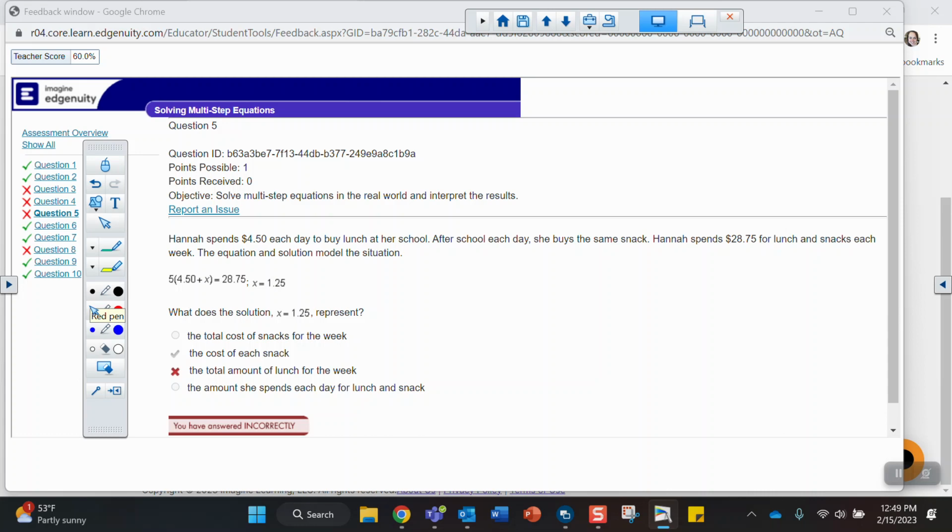So we have an equation. What does the solution represent? So Hannah spends $4.50 each day to buy lunch at her school. After school each day, she buys the same snack. Okay, so that's X. X is the snack, how much it costs, right? Hannah spends $28.75 for lunch and snacks each week. So each day she spends $4.50 plus X, where X represents the cost of the snack.